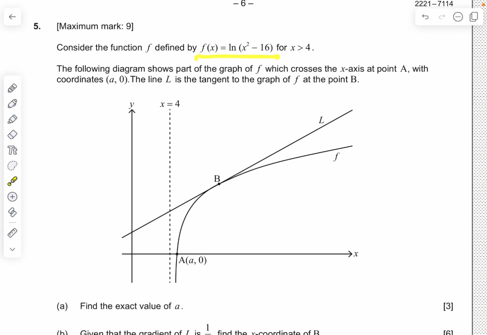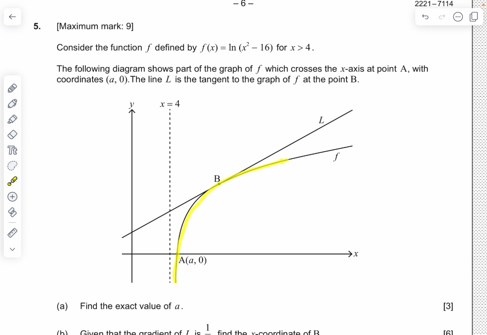So we have this function here, and this is the graph of it. It crosses at point A, which is (a, 0). The line L is the tangent at point B, so it just touches it there. Find the exact value of a.